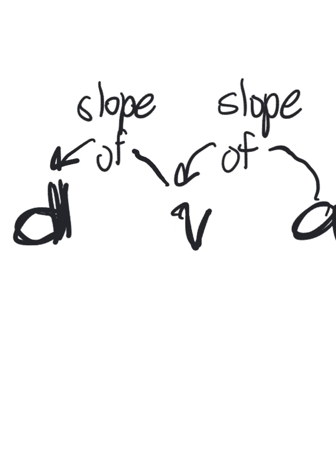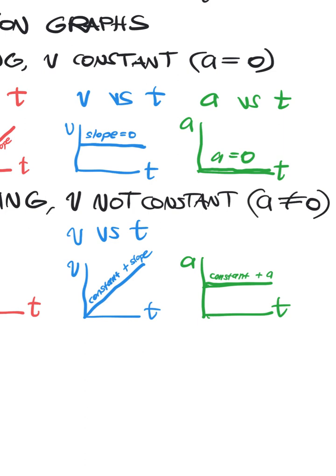Velocity is the slope of displacement. So I notice that my velocity is positive and increasing, and so the slope of my d versus t graph should be positive, positive and getting steeper, positive and increasing. And so what do we mean by that, the slope is positive and increasing?